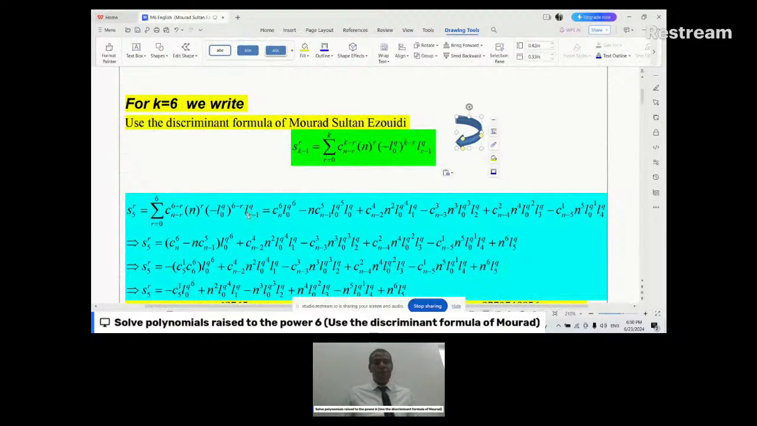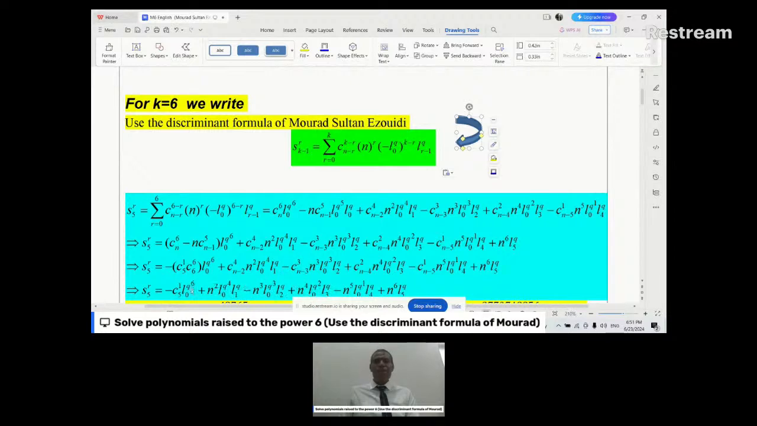When developing this discriminant formula for k equal 5, for k equal 6, you generalized a formula that will work with any polynomial to the power n. If you want to solve a polynomial to the power n, you should find S minus 1, S1, S0, S2, S3, S4, S5, and so on, till you get Sn minus 1. And S5 for any polynomial has to be written as that, the last part, you see.